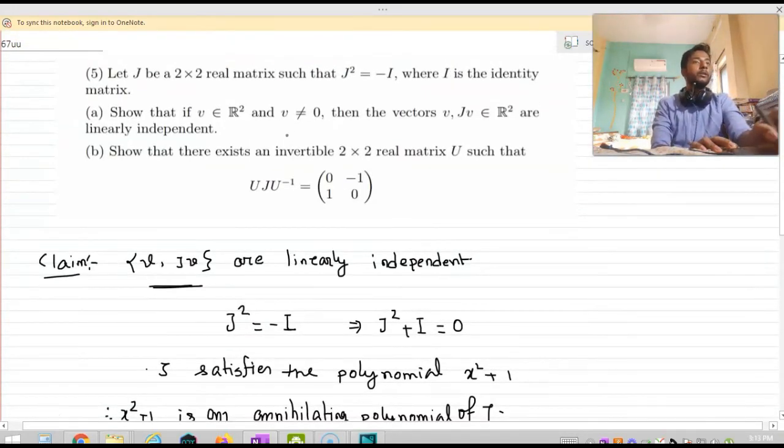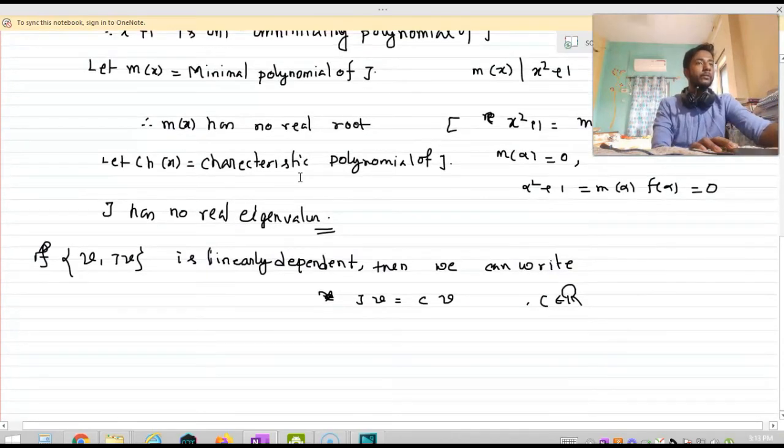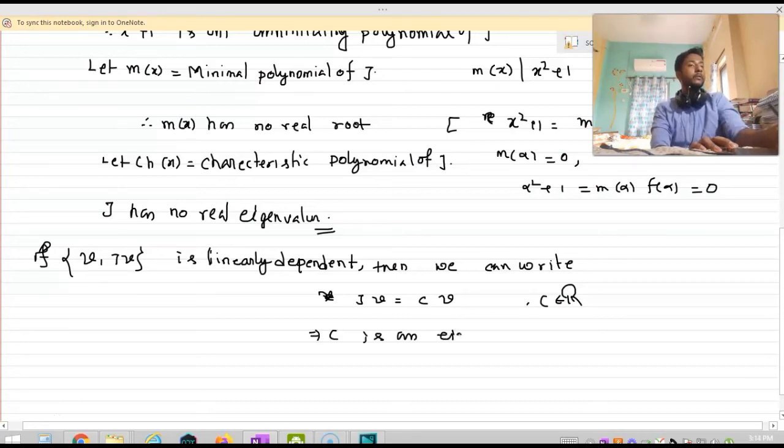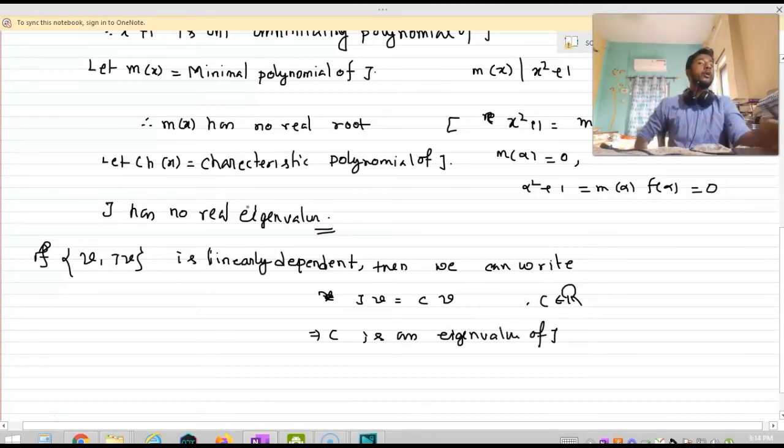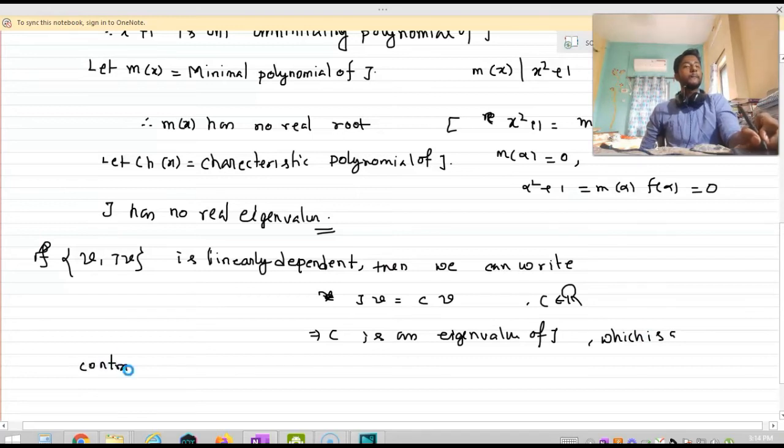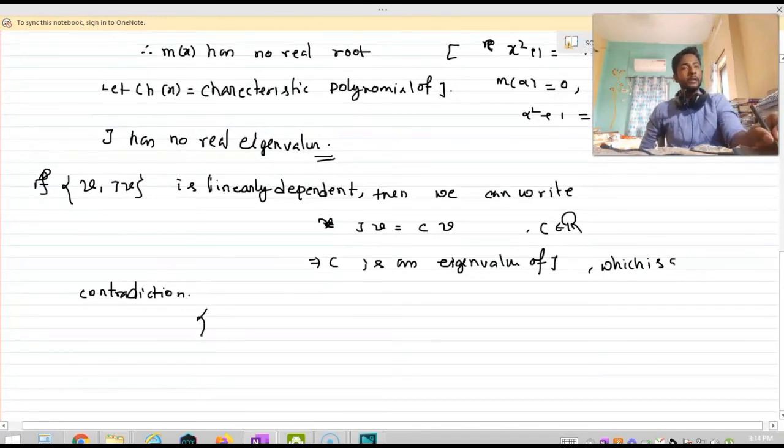As V is not equal to 0, V is a non-zero vector, and we can write JV equal to cV. From this we can say that c is an eigenvalue of J, where c is a real number, but we already proved that J has no real eigenvalue, which is a contradiction. Hence we can say that V and JV are linearly independent.